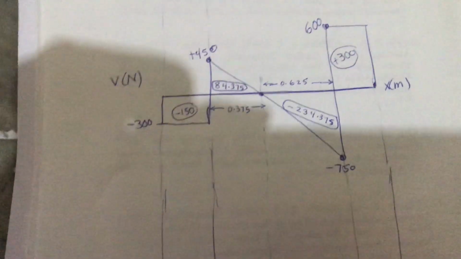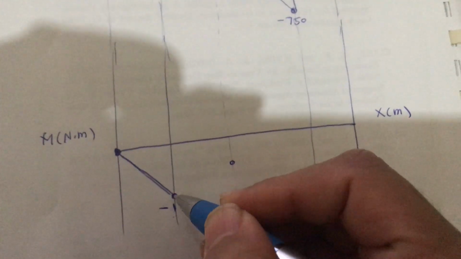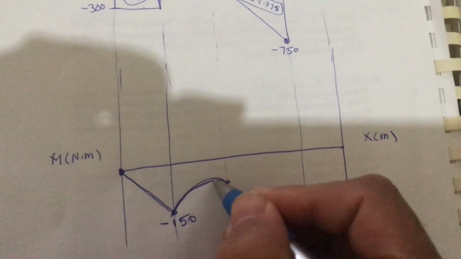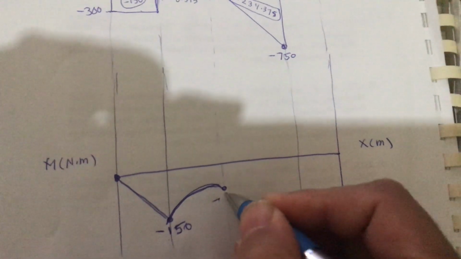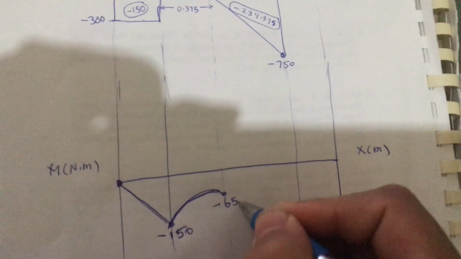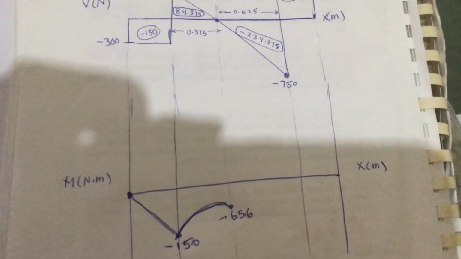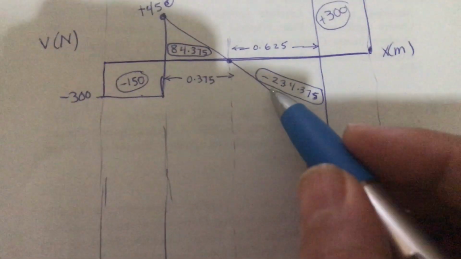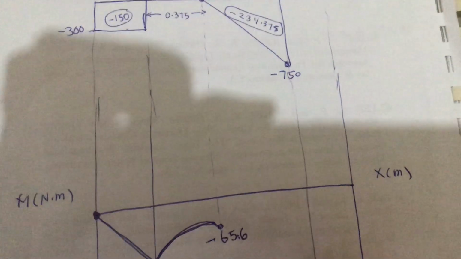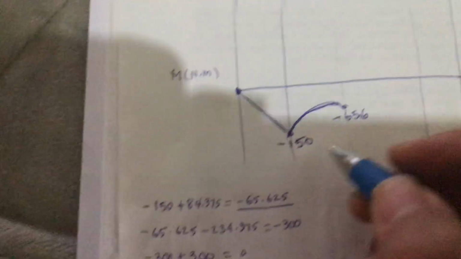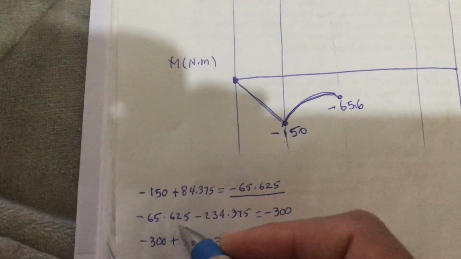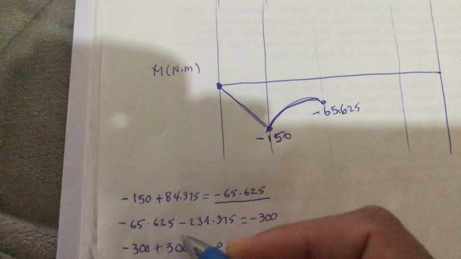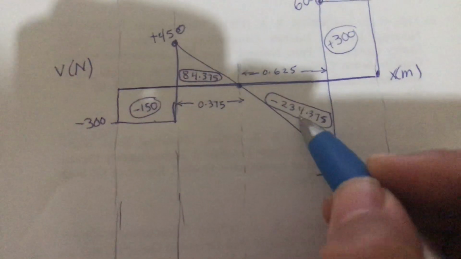And here it's linear, so this is going to be concave down moment. This is minus 65.6. Okay, you also have this minus 234.375 in the minus, and you have minus 65.6, so minus 65.625. Well, this is going to be minus 65. Okay. Minus 234.375.